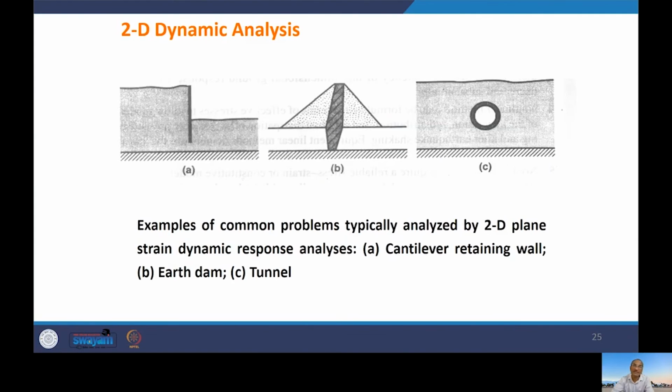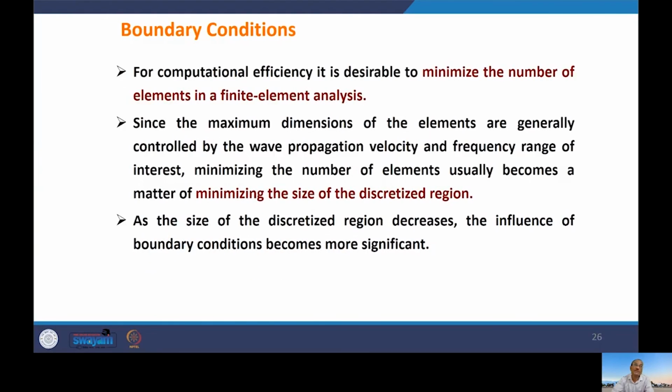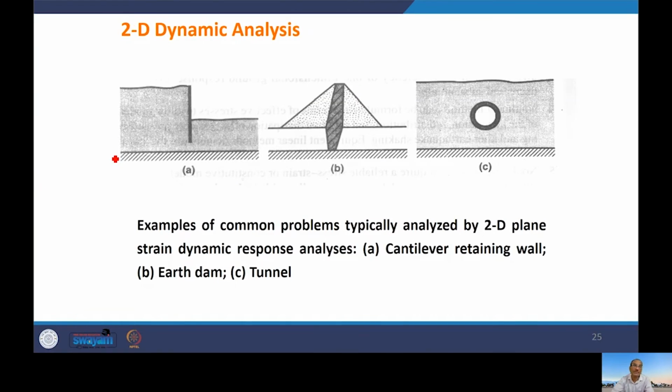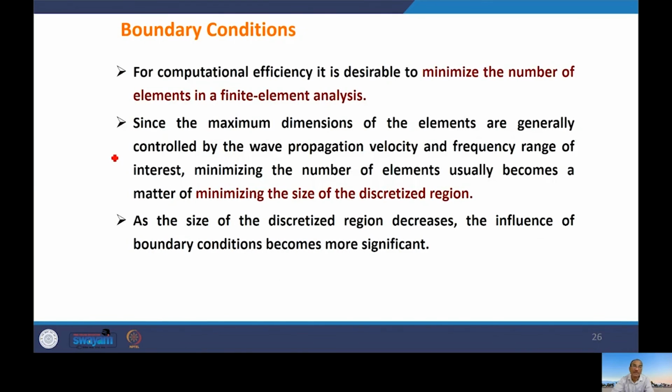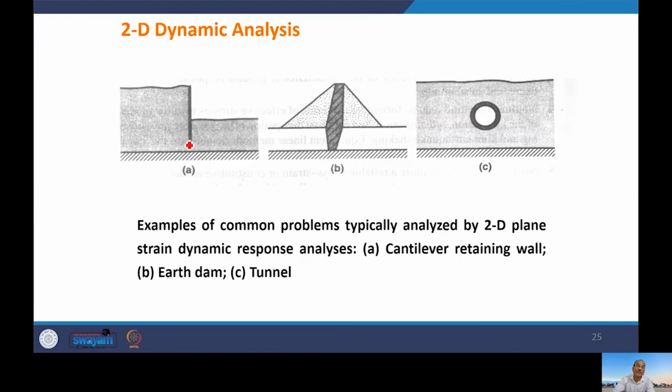Now, whenever we deal with one-dimensional or two-dimensional analysis, particularly in 2D analysis, one of the issues that comes up is the boundary conditions. That is, what we will apply on the boundary, because when you consider a mass, some dimension of the Earth, then we need to apply some boundary condition. And for computational efficiency, it is desirable to minimize the number of elements in any finite element analysis. Why finite element analysis? For 2D or 3D analysis, we require finite element analysis.